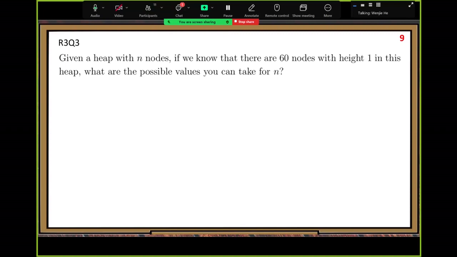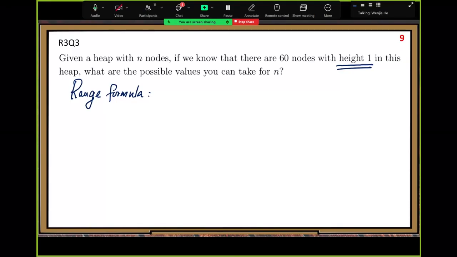It's similar to the previous one, but this time we need to work on nodes with height 1. To solve this problem, we need the range. So let's start with the range formula for height 1.